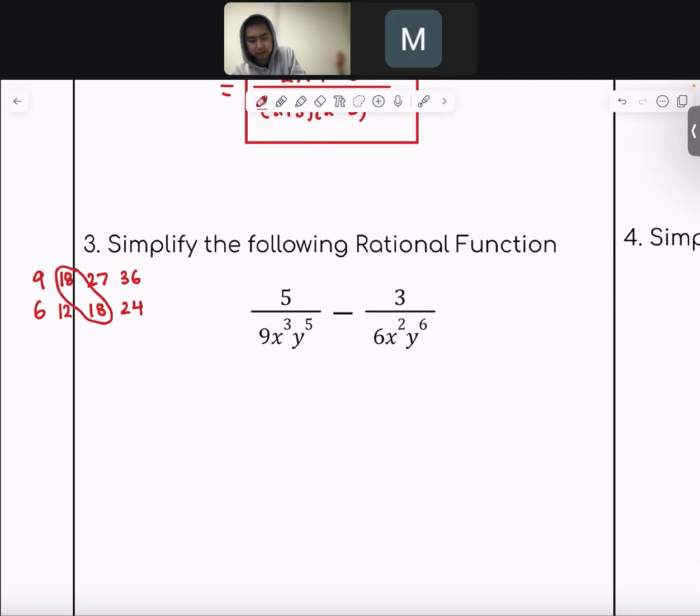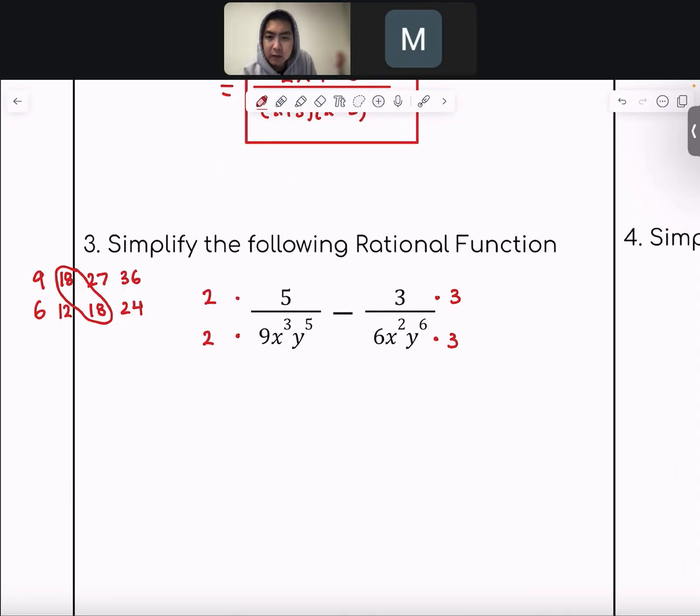Notice 9 and 6 can both become 18. So in order for 9 to be 18, I multiply by 2, top and bottom. And for 6 to become 18, I multiply top and bottom by 3.